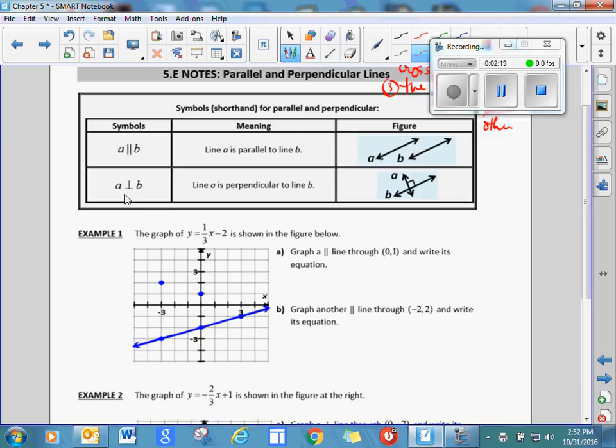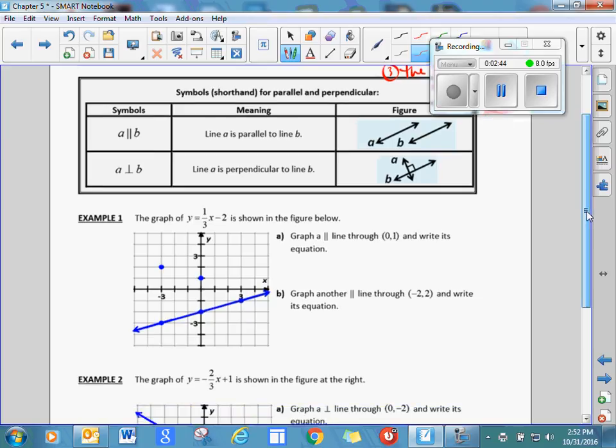This is the symbol for perpendicular. It kind of looks like a right angle. One comes into the other one at a 90-degree right angle, and this is what it looks like when they intersect. Of course, they make a right angle, and that's the symbol for right angle. So there are a couple of special properties about parallel lines and perpendicular lines that we're going to notice and practice in this session.